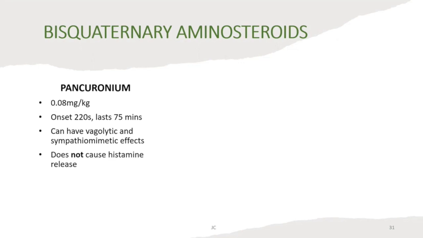Pancuronium is a bisquaternary aminosteroid. Its intubating dose is 0.08 mg per kg. Onset of about 220 seconds, lasts about 75 minutes. It can have vagolytic effects and sympathomimetic effects, and does not cause histamine release.